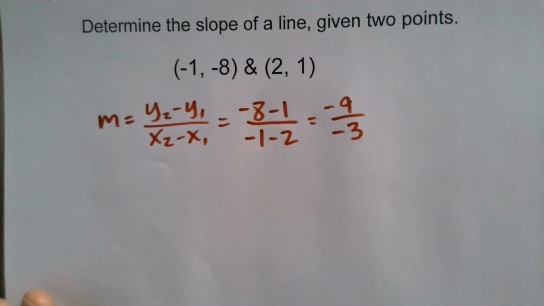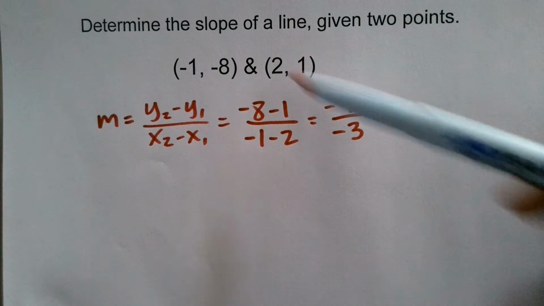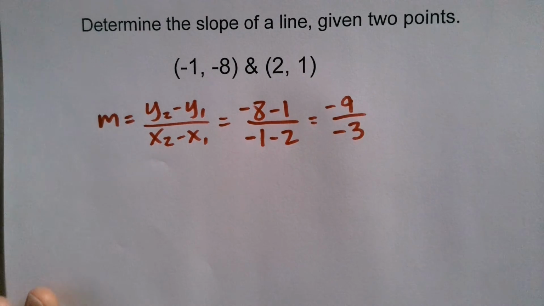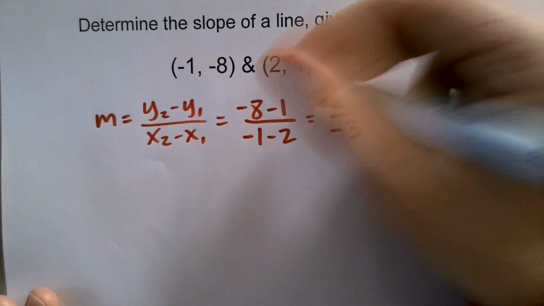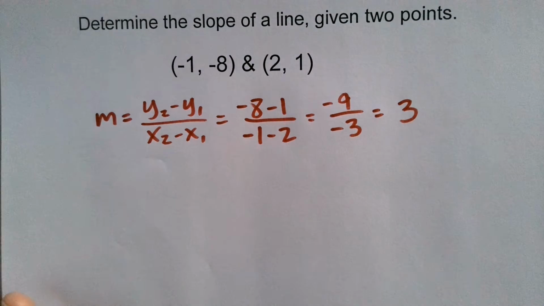Which sometimes, you know, if it's on a graph, we're able to count rise over run. You don't necessarily have to use the formula every single time. We could plot these and count, but you're going to be counting quite a bit since the difference between the y's was 9. And then we always want to simplify. We'll get a +3.